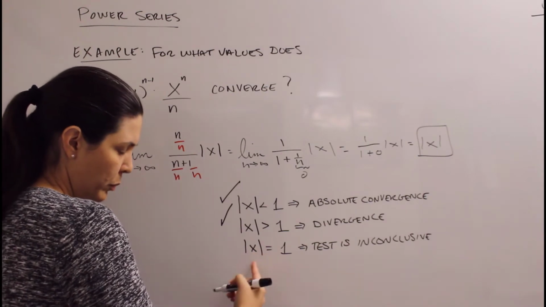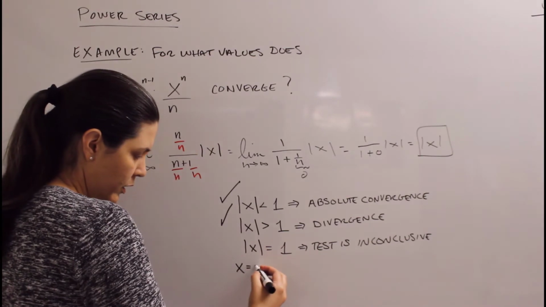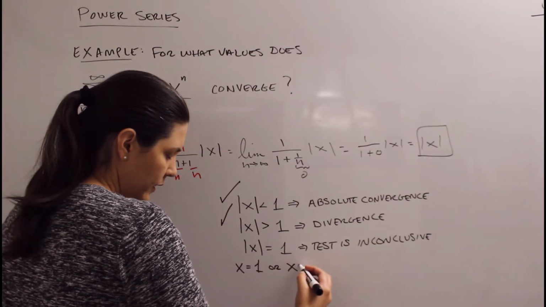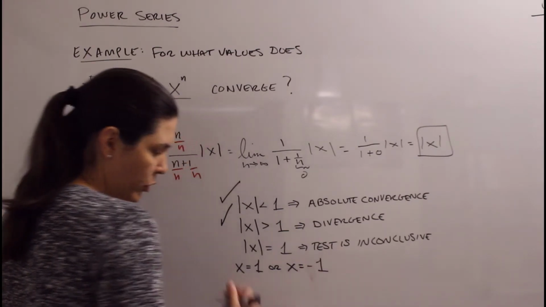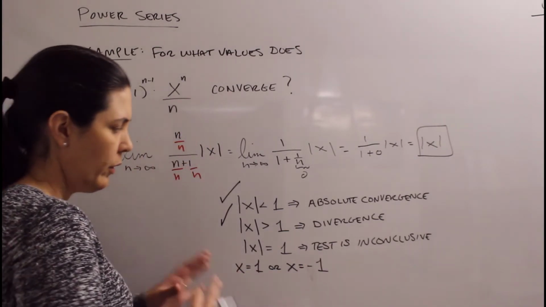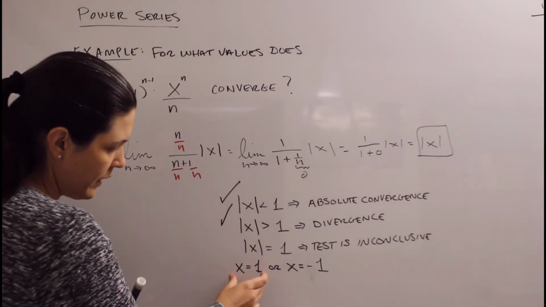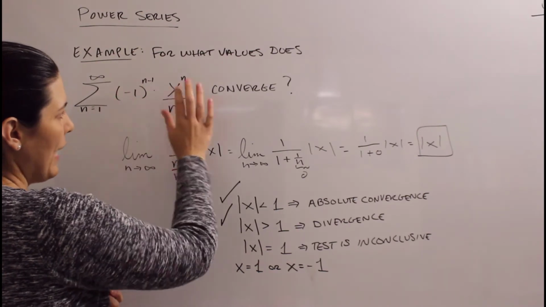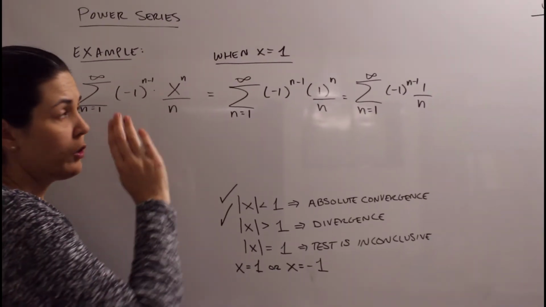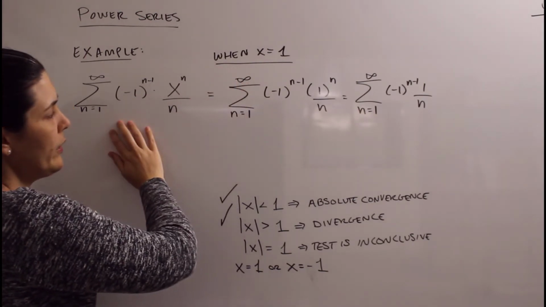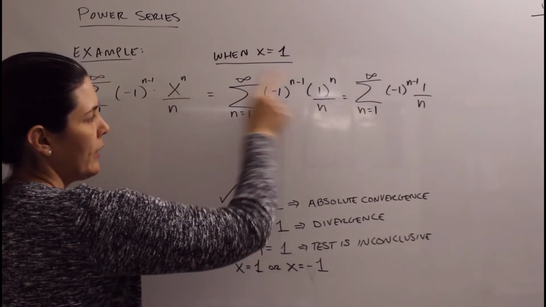So notice the 2 possibilities here. Absolute value of x is 1 when x is 1 or x is negative 1. And so we have to look at both of those 2 separate cases on their own to make some kind of conclusion. So let's explore when x is 1. Go back to our series here and plug in x is 1 and see what that looks like. So when x is 1, our series that we were starting with turns into this series. We just substituted x to be 1.